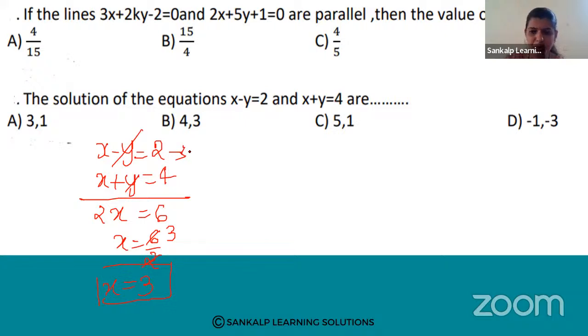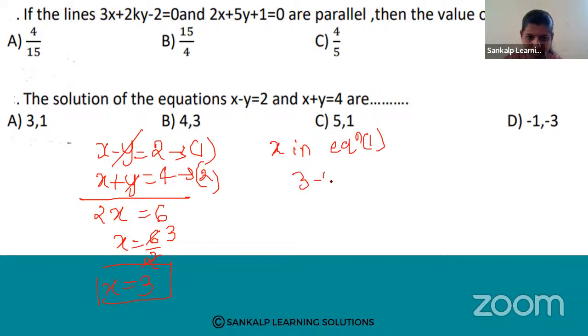Any equation, we can substitute in either one. This is equation 1 and this is equation number 2. So if we substitute the value of x in equation number 1, what you will get? x minus y, 3 minus y is equal to 2.